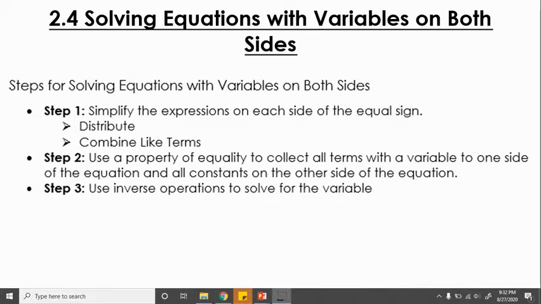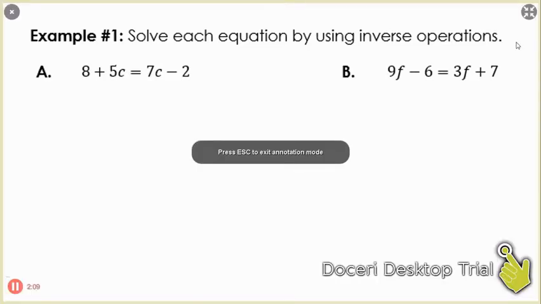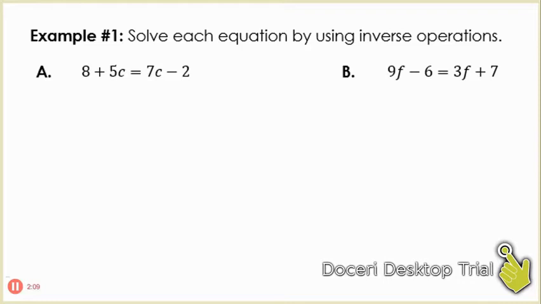So for example, 1a, we have 8 plus 5c equals 7c minus 2. So the first thing I want to do is I want to look on the left-hand side of that equal sign, and I want to say, do I have something to distribute? And I don't. And I'm also going to look on the right-hand side, and I don't have anything to distribute. I'm also going to look at the left-hand side and I'm going to say, do I have anything I can combine? Do I have any like terms?